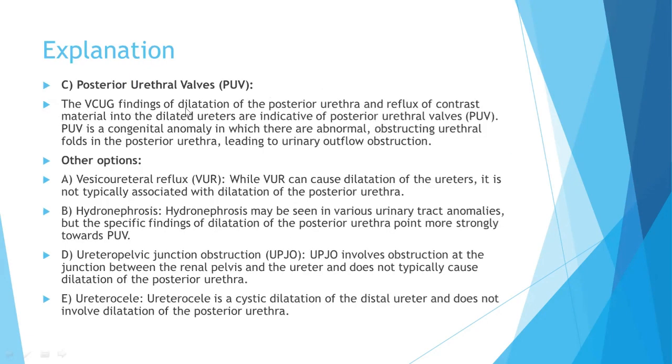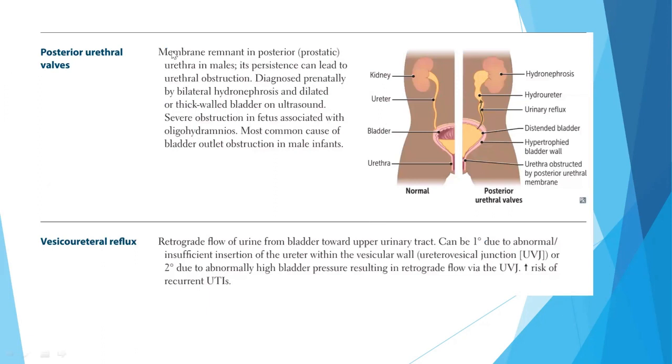So the VCUG findings of dilatation of the posterior urethra and reflux of contrast material into the dilated ureters are indicative of posterior urethral valve. PUV is a congenital anomaly in which there are abnormal obstructing urethral folds in the posterior urethra, leading to urinary outflow obstruction. So again, in PUV, the membrane remnant in the posterior urethra in males, its persistence can lead to urethral obstruction. It is diagnosed prenatally by bilateral hydronephrosis and a dilated or thick-walled bladder on ultrasound.